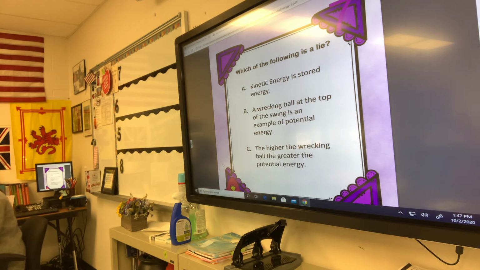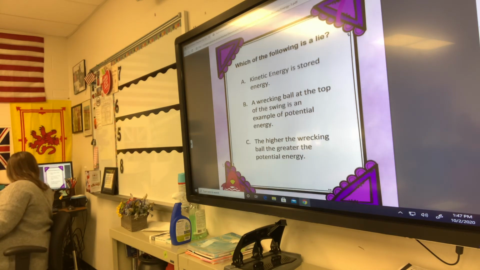Number 7. Raise your hand if you think you know the answer to number 7. Which one is a lie? Maya? Okay. A. Yeah. Kinetic energy is stored energy. Kinetic energy is not stored energy. Kinetic energy is moving energy. So that is a lie.